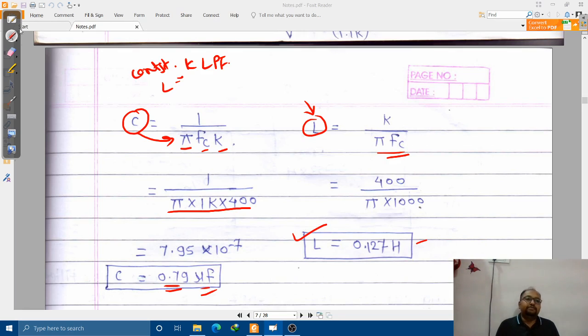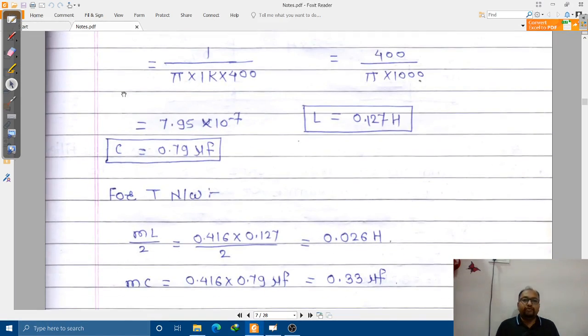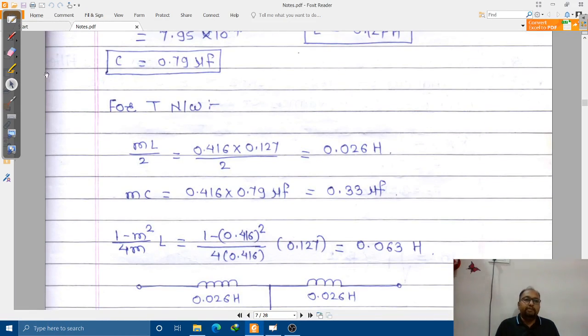Okay, fine. Now the main task begins over here. Once we have calculated all the values of M, L and C, now we have to find out the value of ML by 2, then M into C, then (1 minus M square) divided by 4M into L. So these are the values that we need to find out the corresponding component values of L and C for the T network as well as for pi networks.